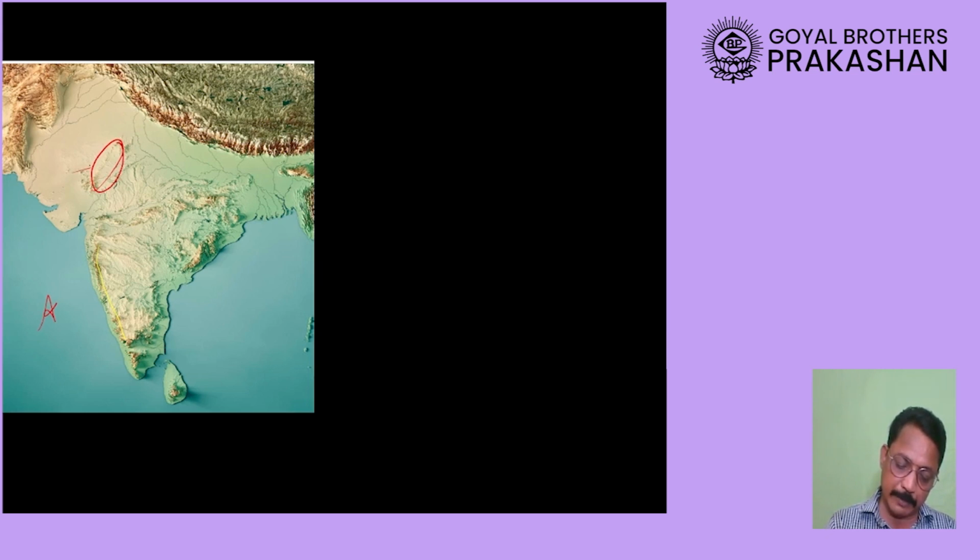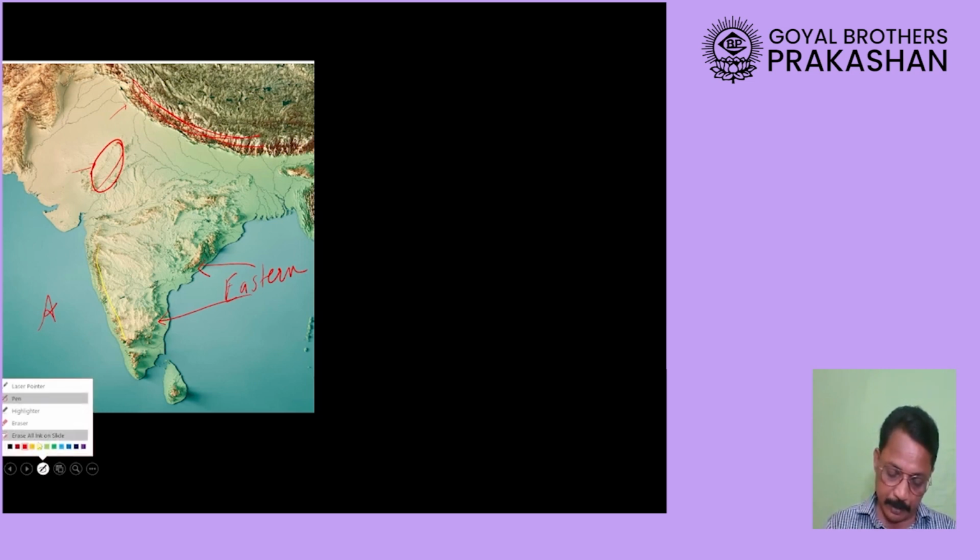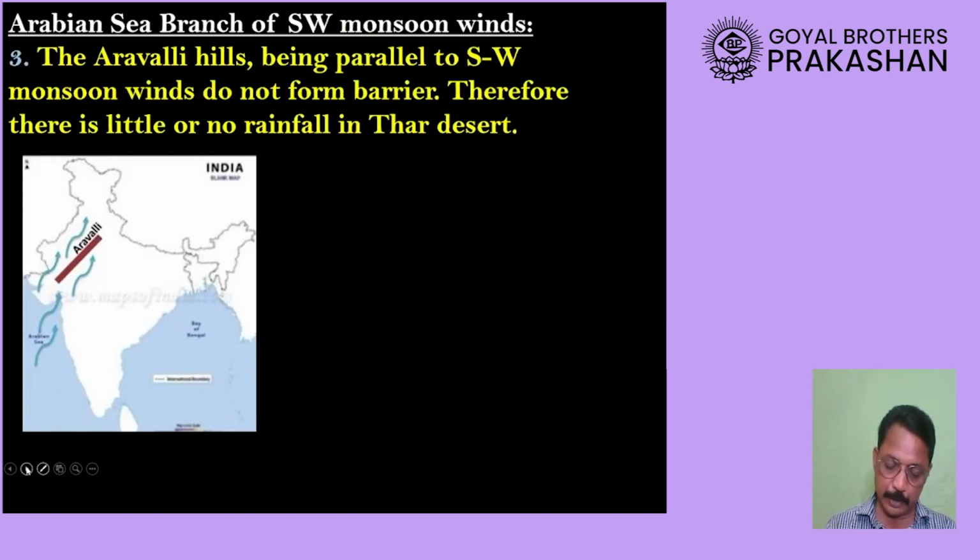The name of this mountain range is Aravalli mountain, and yes, on the northern side, can you identify which mountain it will be? You are right, this is Himalaya mountain. Similarly here, you will find another mountain range, and we call it by the name Eastern Ghats. And please remember, dear students, that these mountains play a very important role in distribution of rainfall. I repeat, these mountains play a very important role in distribution of rainfall.